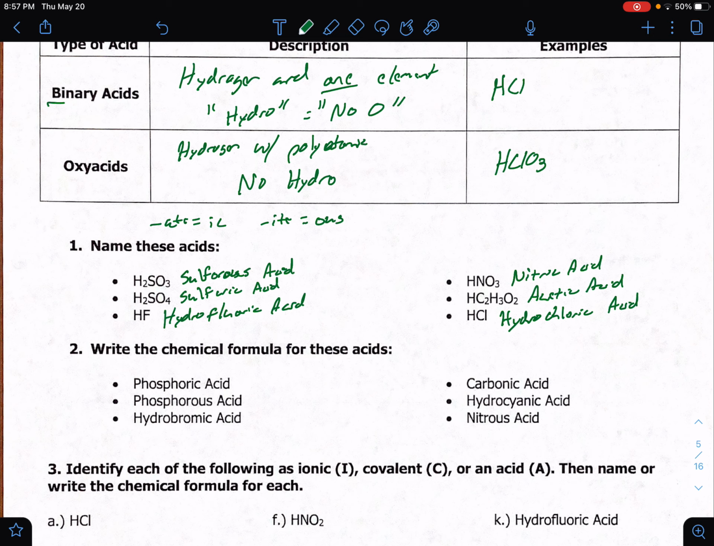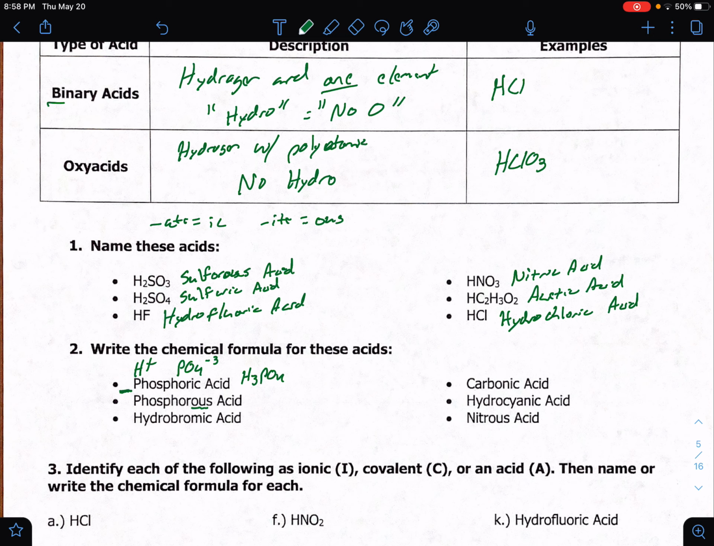Number 2, write the chemical formula for these acids. So now we're actually writing the chemical formula. So phosphoric acid, I don't see hydro there. So that means I'm dealing with H+, and phosphoric means phosphate. So PO4 with a -3. So make sure you balance out based on charge. So the correct formula would be H3PO4.